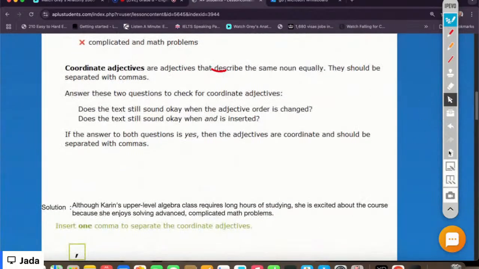So basically, coordinate adjectives are adjectives that describe the same noun equally. They should be separated with commas, okay? Answer these questions to check for coordinate adjectives. Does the text still sound okay when the adjective order is changed? Does the text still sound okay when and is inserted? If the answer to both questions is yes, then the adjectives are coordinate and should be separated with commas.